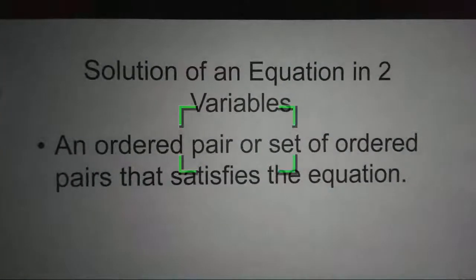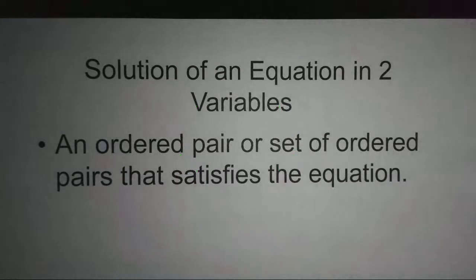All right. Now here we have a definition. It's just something that you need to know, and that is solution of an equation in 2 variables. So whenever you have a linear equation, it has a solution in 2 variables. And that solution is an ordered pair, or a set of ordered pairs, because sometimes there are many, that satisfies the equation, or that makes the equation true. So we just need any point on our graph that will make the equation true, and that is considered a solution of that equation.